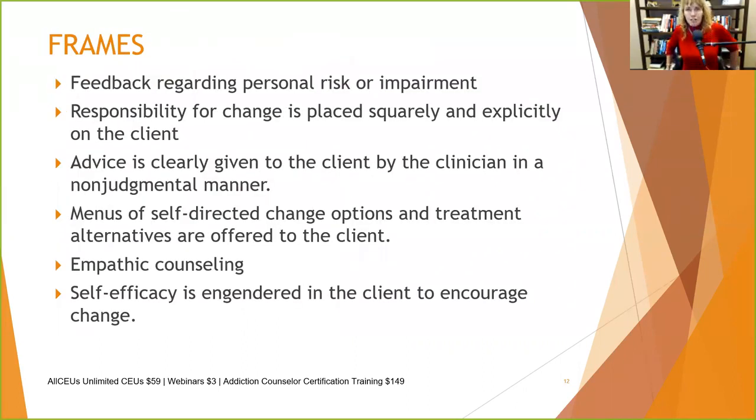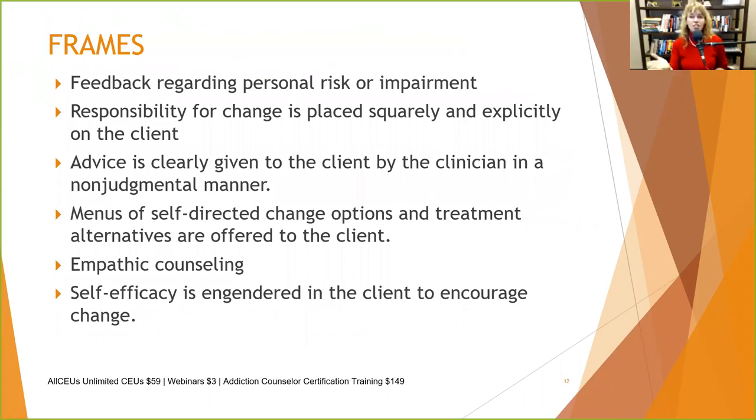So the FRAMES approach: feedback regarding personal risk or impairment. Now, it's hard to provide feedback sometimes without sounding like we're lecturing. So, you want to use this delicately. A lot of times I do feedback by having clients keep a log, a baseline for a week of how often this happens. So then they can get an idea about how much they're really drinking or how many times they really yell at people, or whatever the baseline is that we're looking at, how much crying they do, or whatever. That gives them an idea about how bad their problem is. And then we can talk about it in comparison with the general population.